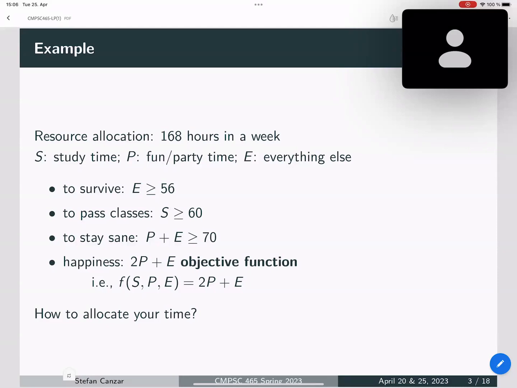Okay, so last time we stopped here at the linear programming. We just introduced an example.